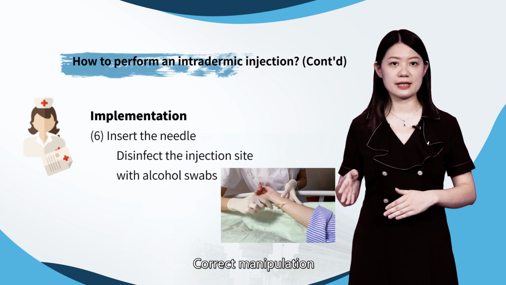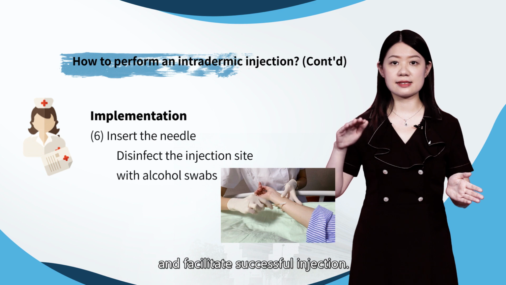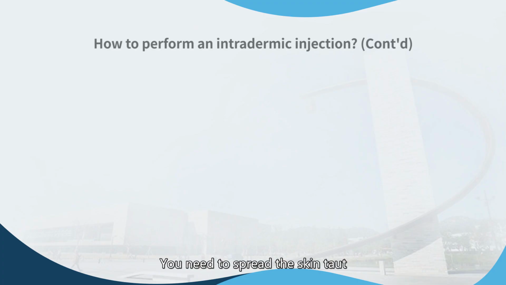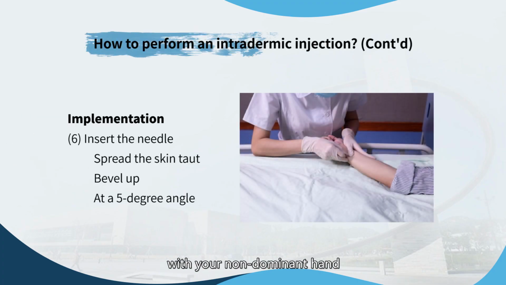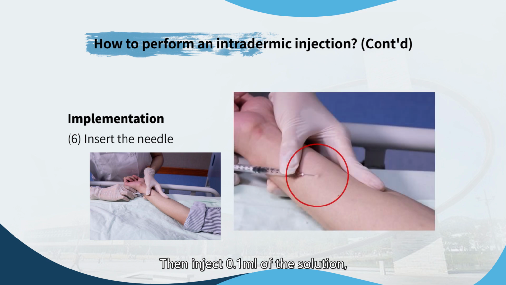Correct manipulation is very important to reduce the patient's pain and facilitate successful injection. You need to spread the skin taut with your non-dominant hand as the picture shows. Then insert the needle slowly, bevel up with a 5-degree angle, until the bevel is just under the epidermis. Then inject 0.1 milliliter of the solution, and you will see a small wheal on the skin surface.